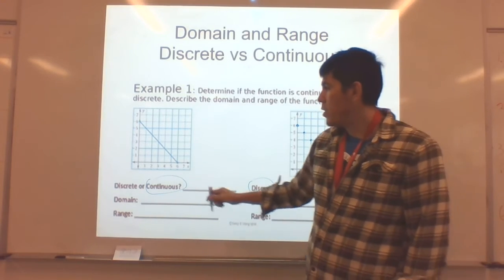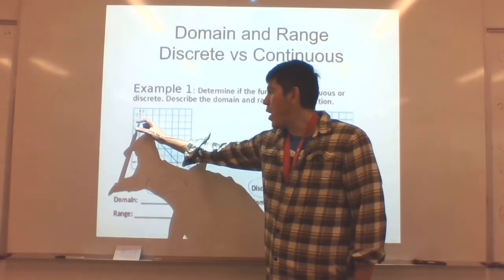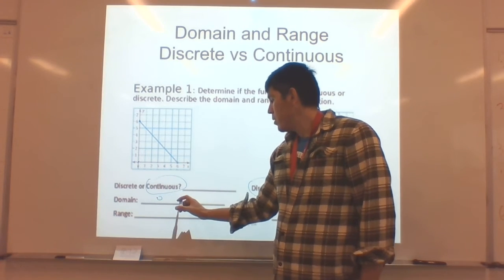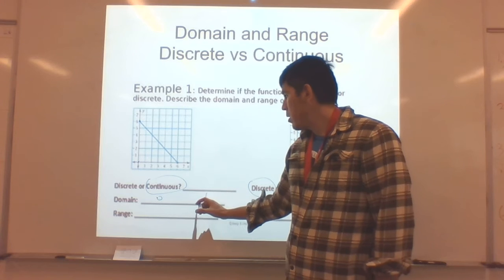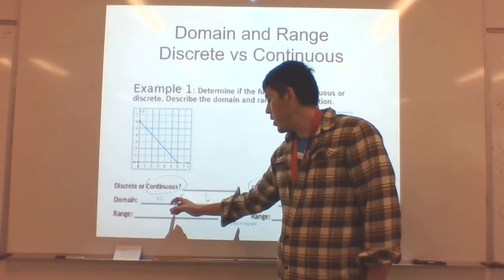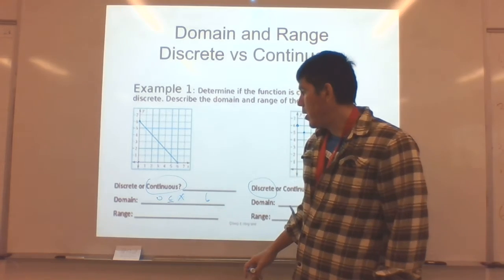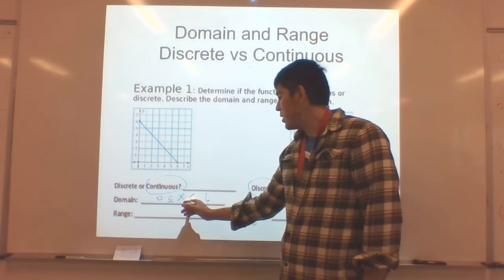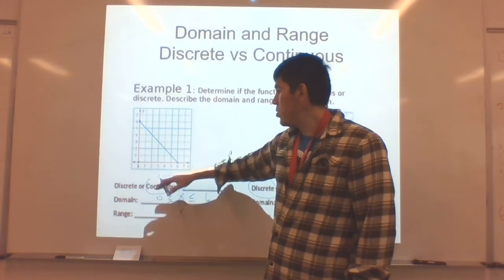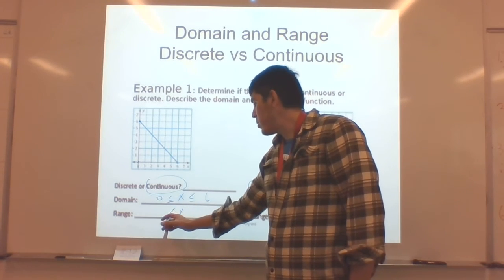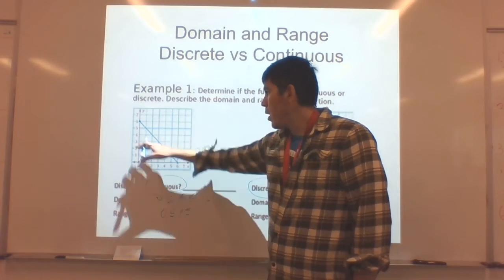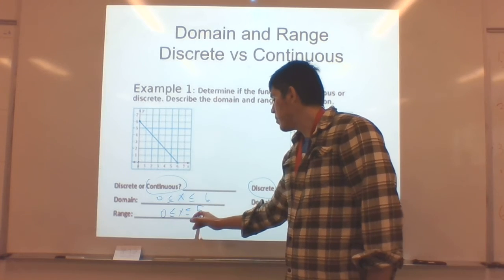You would say, what's my domain? My domain is going to be how wide it is. So it's going to be from the x value of 0 to 6 over here, so we would say that x is greater than or equal to 0, but less than or equal to 6. My range is how tall it is, so y is going to be between these 2 points: y is greater than or equal to 0, the lowest point, and less than or equal to this point over here, which is 5.